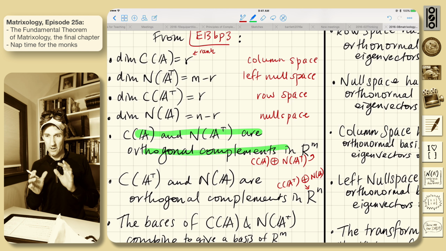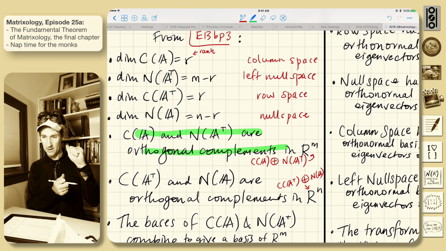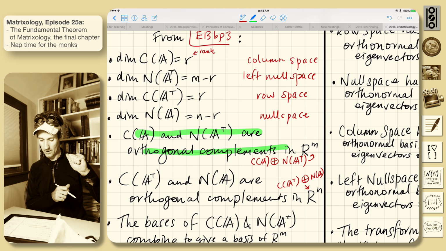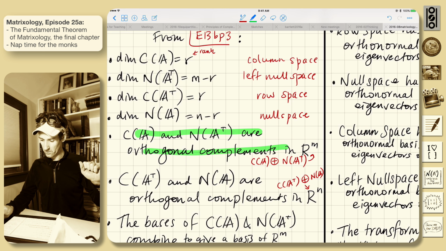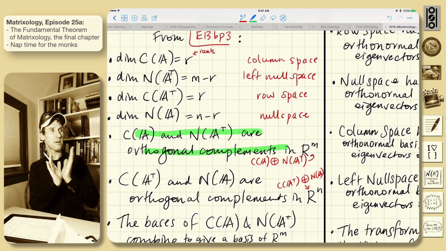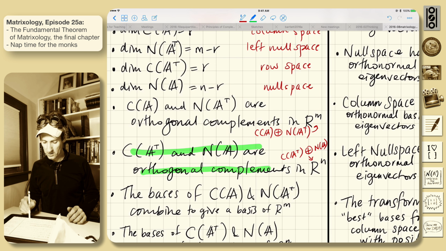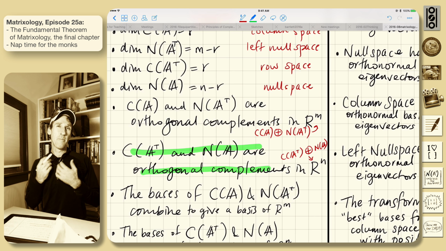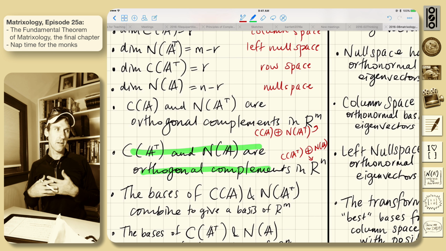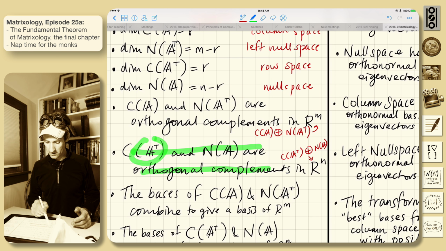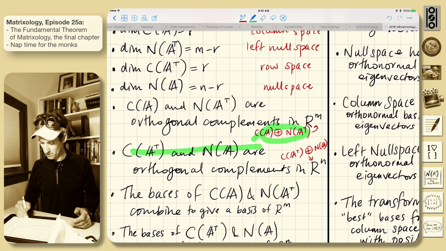The column space and left null space divide R^m up, where m is the number of rows in A. They divide R^m up in a natural way, so we call them orthogonal complements. Every vector in R^m can be written as a vector in left null space plus a vector in column space. We get the mirror story for row space and null space, and we realize that row space is really the column space of A transpose, so we use this notation. So that was a big thing. This is the symbol that means orthogonal complement.